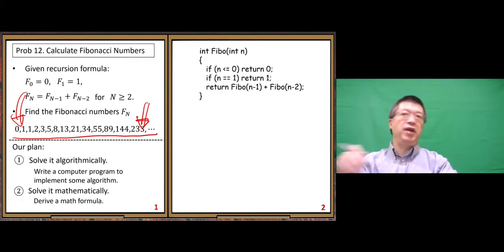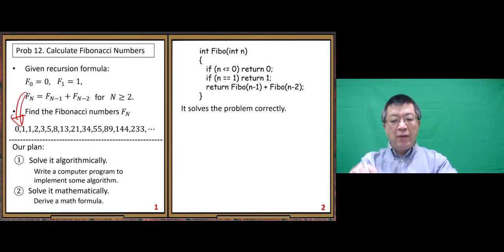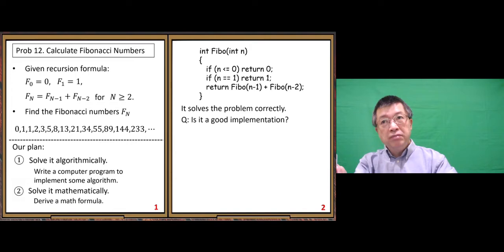Here we do the same thing. All right, first, no problem. This function gives us the correct answer. So that's no problem. The question is, is it a good implementation? That means even if it is correct, is it fast? Is it fast enough? We need to answer that question.